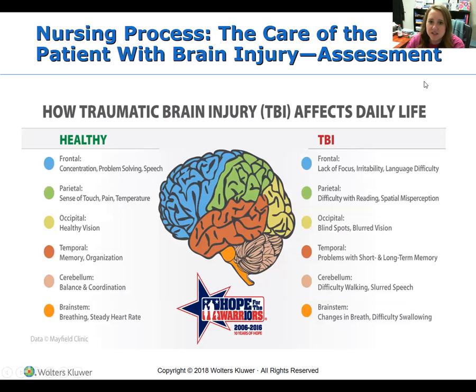The nursing process and the care of somebody who has a brain injury. So we want to get a health history that focuses on the immediate injury, what occurred, the time, the cause, what the direction of the force was, how, did they become unconscious? Did they keep a lucid state? Everything that happened, we need to get a detailed history of.